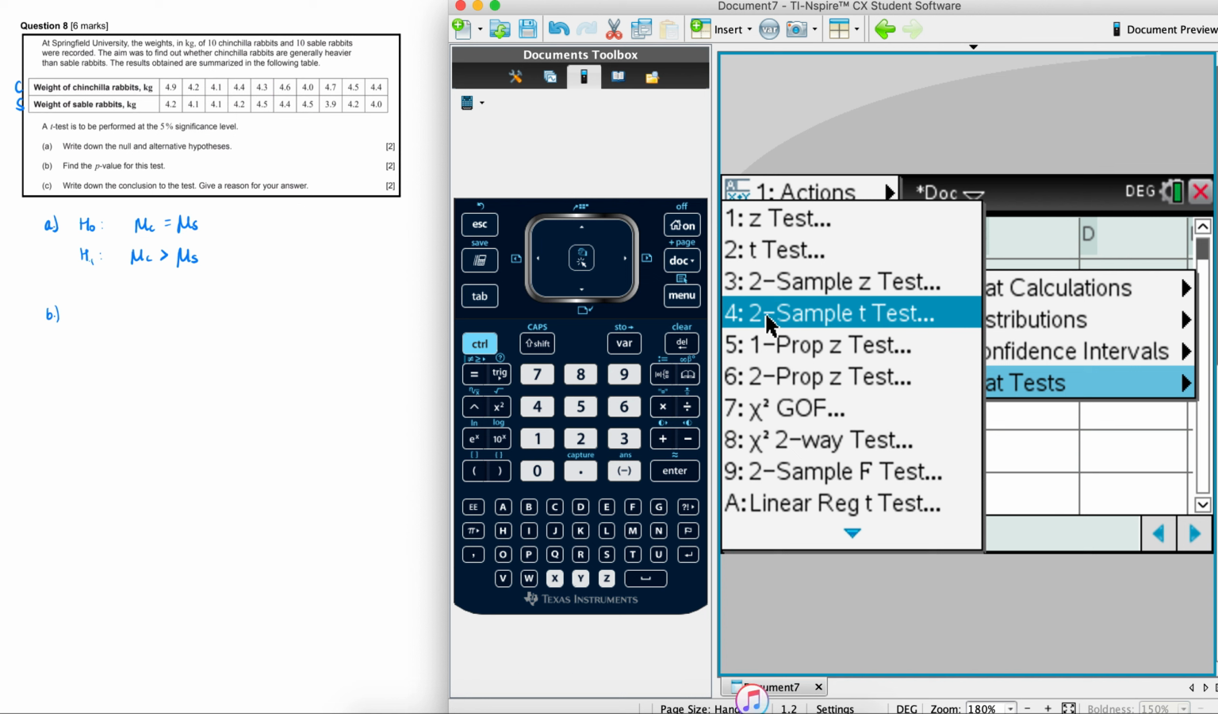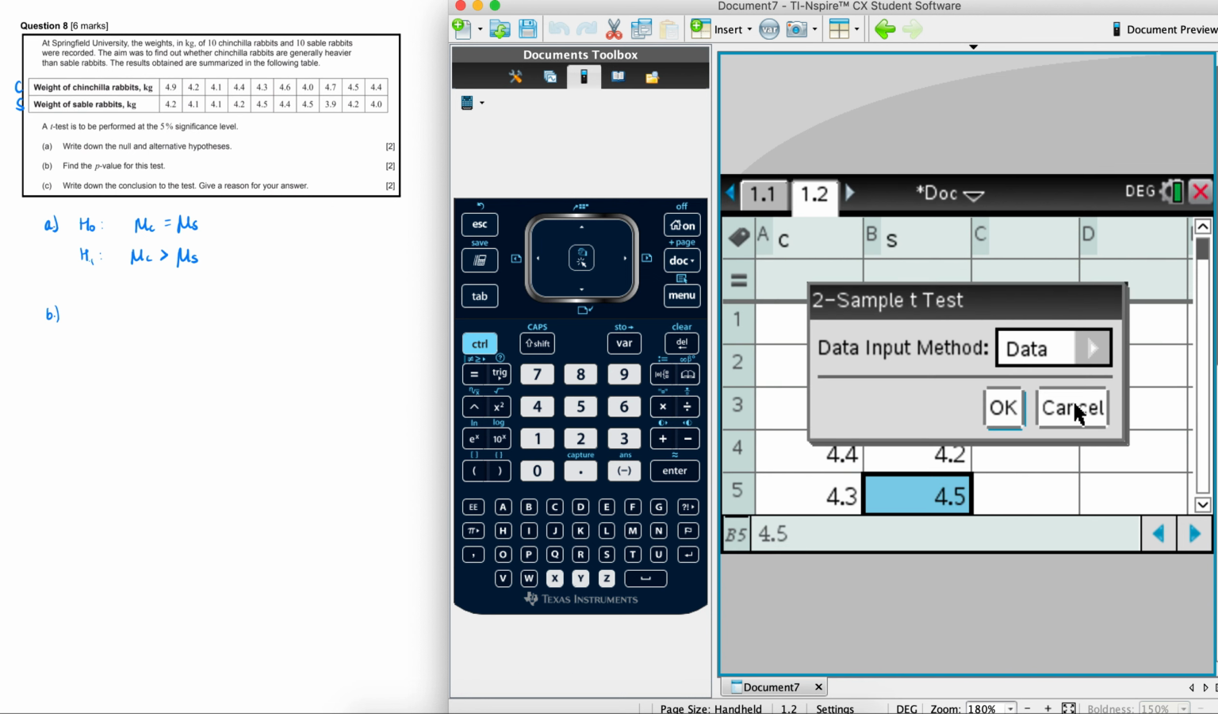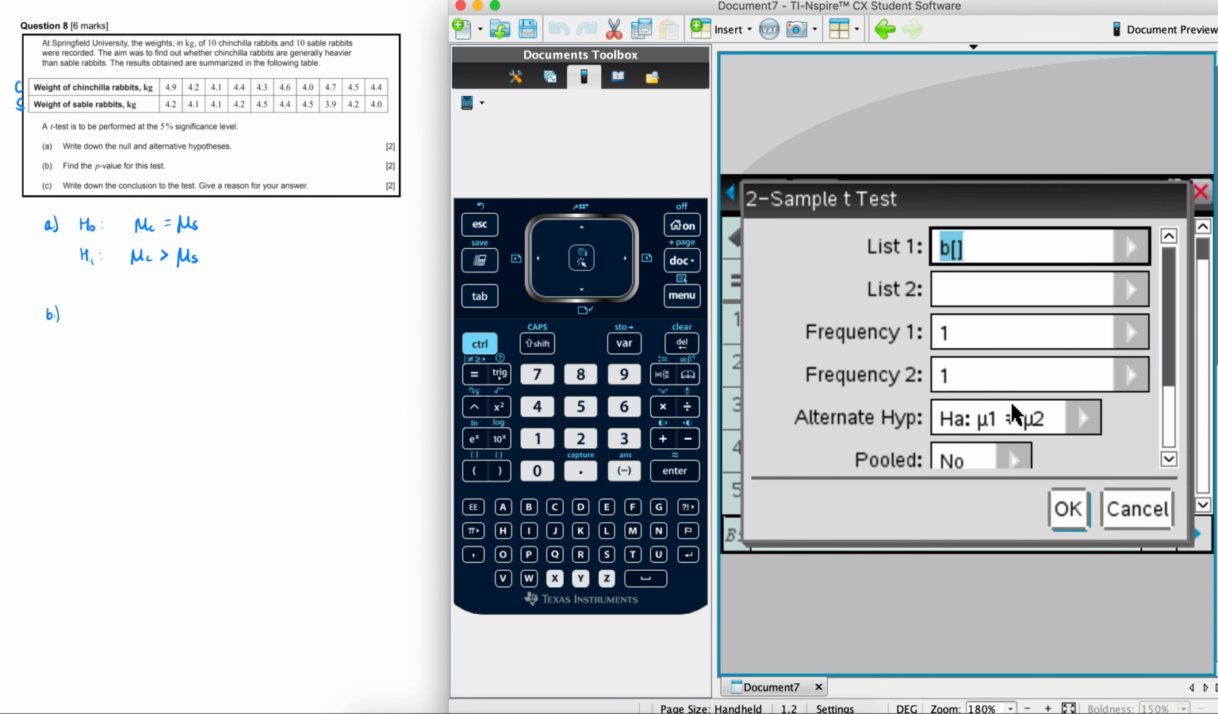Okay, we've got two different samples, one for the chinchilla and one for the sable, so it's a two sample t-test, and that's the only type of t-test we do on this course. Okay, so we always know that it's going to be that. So the first list is the chinchilla, and the second list is the sable. So I'm just doing it in order of how it was asked in the question.